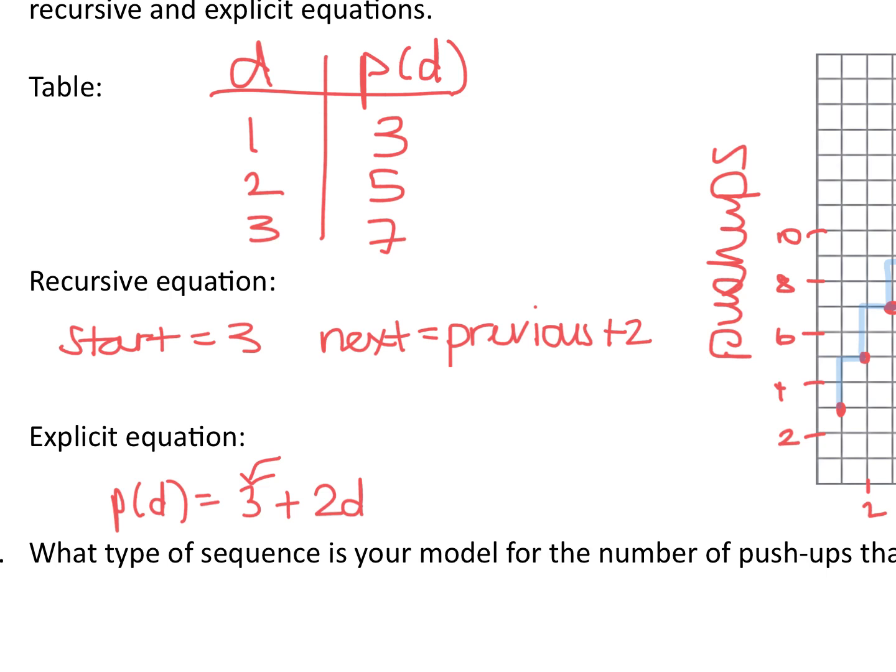So let's say we find day 2. So day 2 with this formula is 3 plus 2 times 2. That's going to be 7. But we plugged in for day 2, so we should have gotten 5 right here, right?